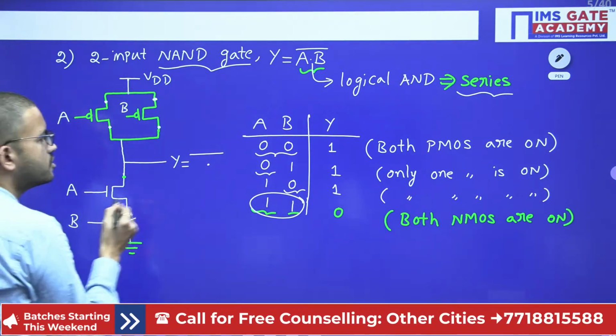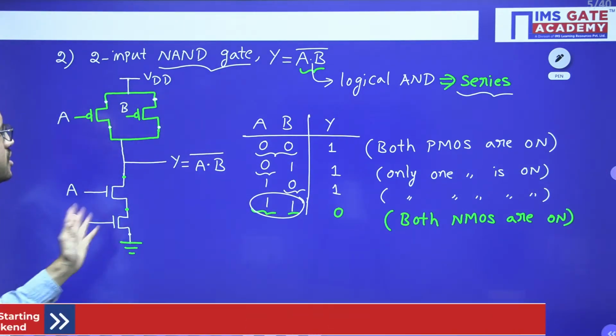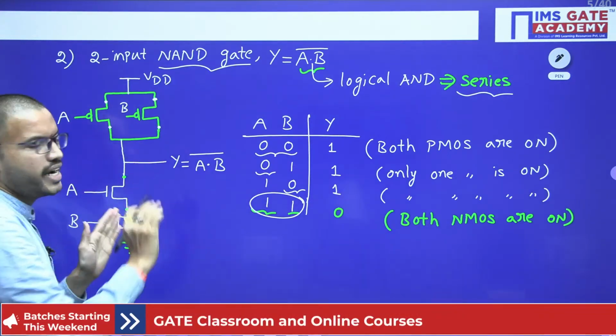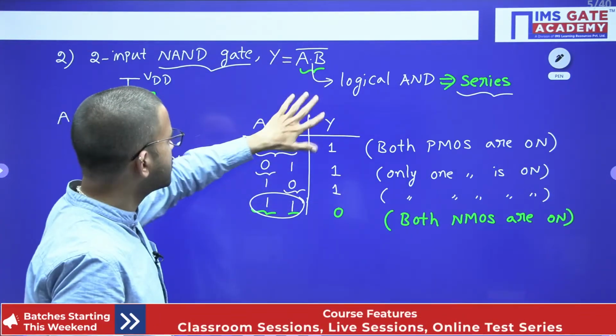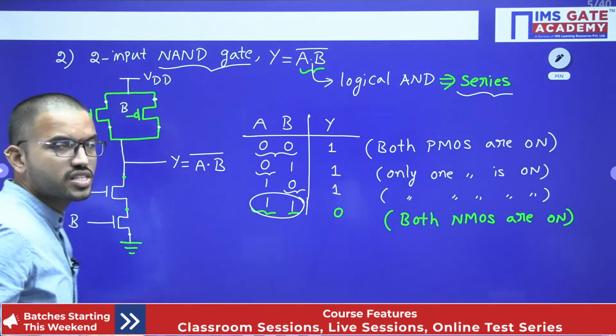Here you are having two input variables A and B, that's all, AB bar. In this way, if you have the circuit diagram you can write the expression, or if you have the expression you can draw the circuit diagram, and then you can count how many NMOS and PMOS transistors are required.